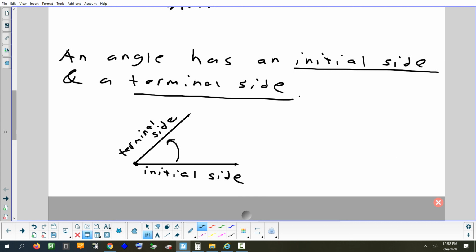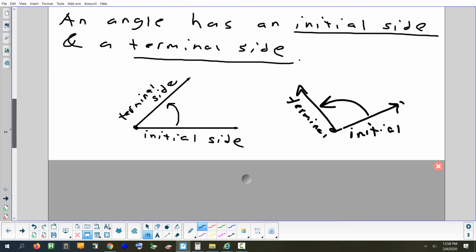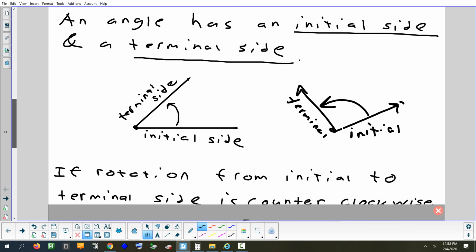There's another diagram. So the idea is, if you rotate inside the rays, not outside, but inside them, in a counterclockwise direction, where you end up is the terminal side. Okay. So if you had, say, a ray like this and a ray like that, if you rotate inside in a counterclockwise direction, where you would stop is the terminal. Where you started is your initial. That's how you know which side is which. Any question on that idea? That's initial and terminal sides.